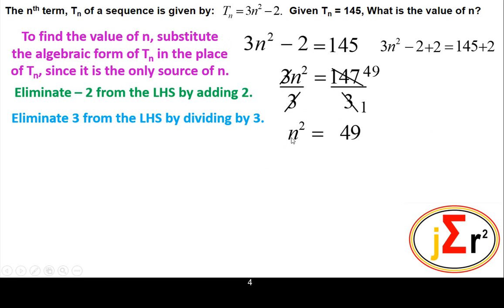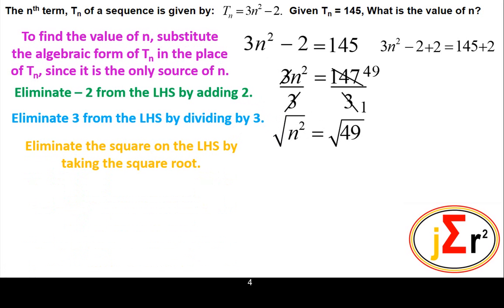So in order to find just n, we need to eliminate the square. What do we do in eliminating that square? We do the opposite of squaring, which is taking the square root. So eliminate the square on the left hand side by taking the square root. And anything that we do in order to change the value of one side of an equation has to be done to change the value of the other side in the same way. So we take the square root of both sides.